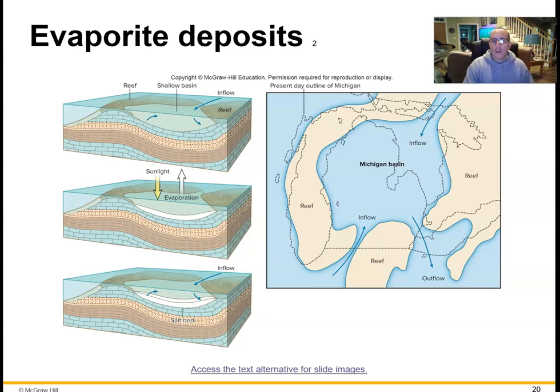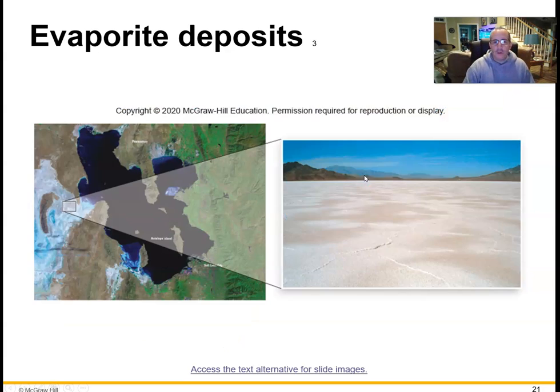This is just a graphic on what we just mentioned. Here's the one in Michigan that I mentioned, all in your textbook. You can take a look at that. This is an evaporite deposit out in Utah. I'm pretty sure this one is in Utah. This is actually it on the surface right here where a lake has dried up and the salts are left behind.